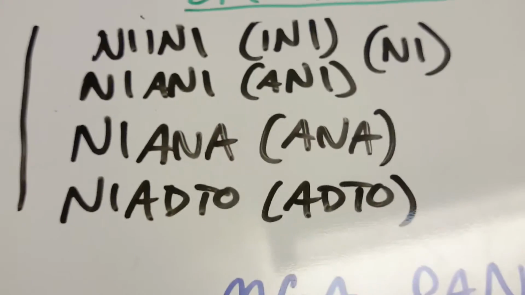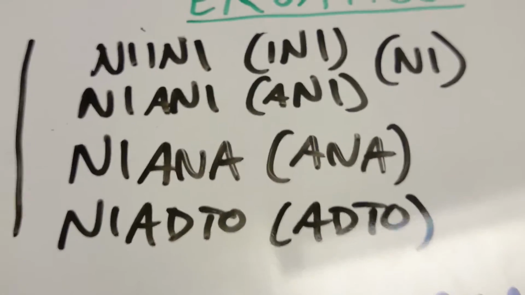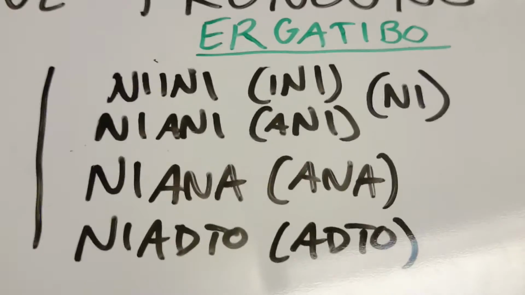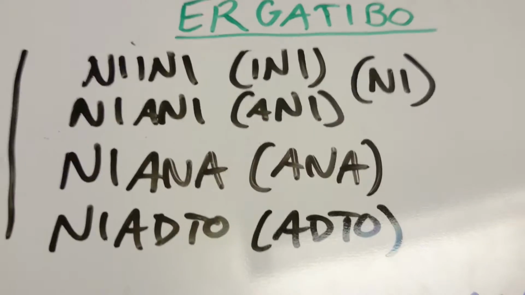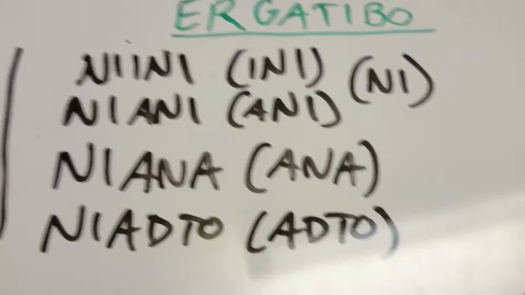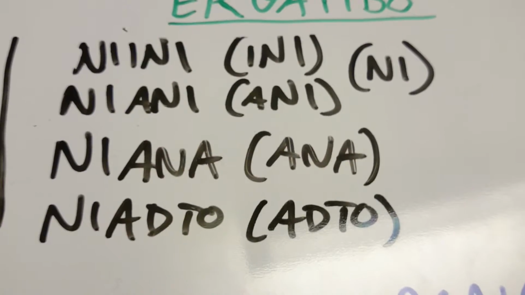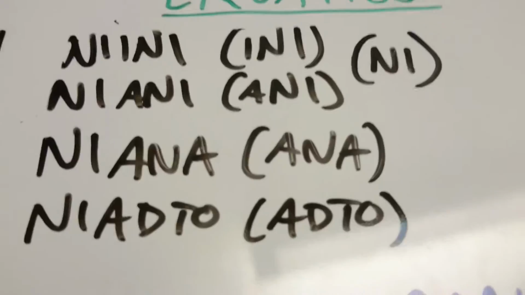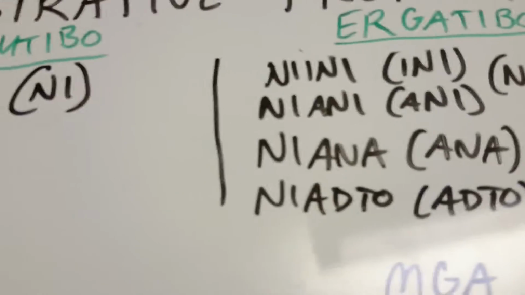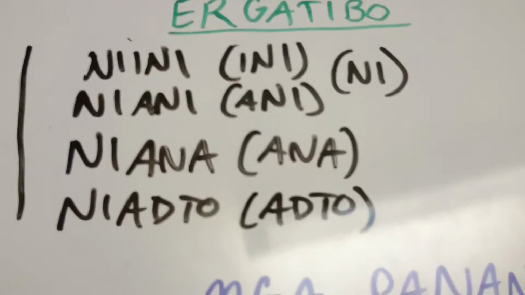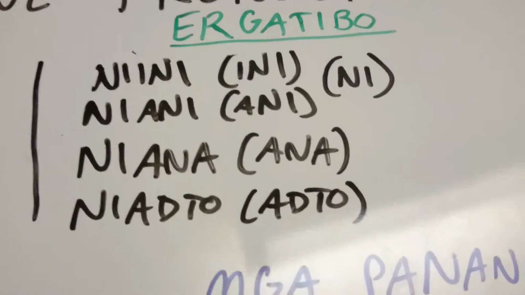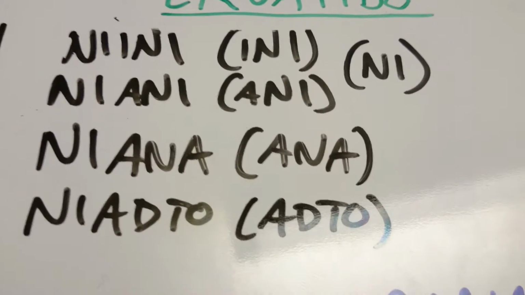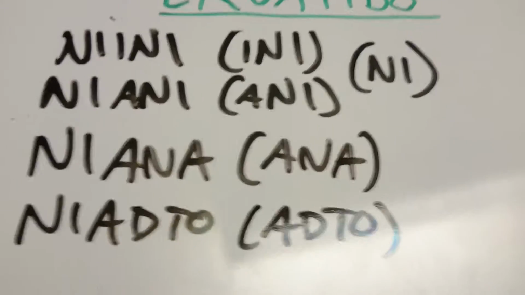And then next one is niana, which means that thing far away from you but closer to the listener, sorry. So niana means far away from you, closer to the listener, and niadto, which is far away from both you and the listener. And then there's shortened forms ana and adto. So don't get mixed up with adto, because adto is also the verb to go, but this adto is different.